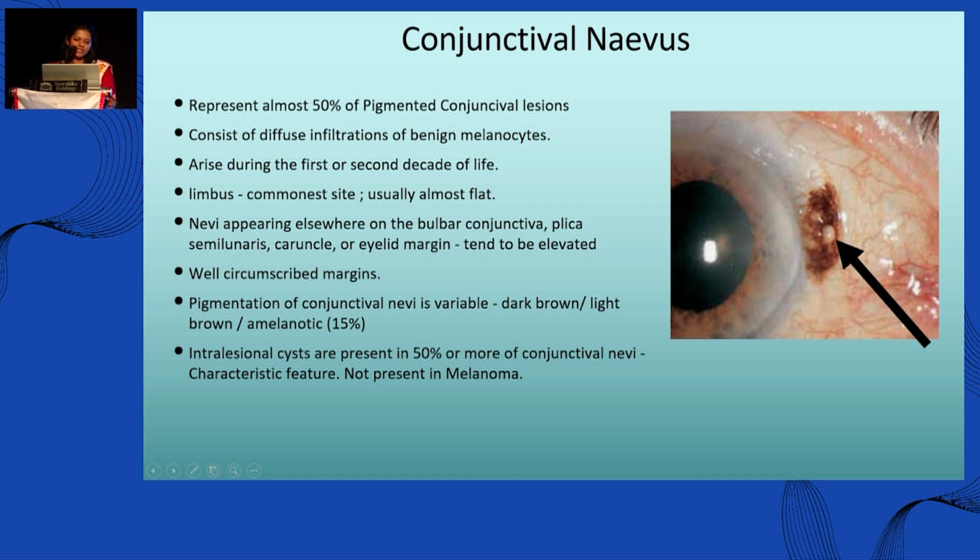Characteristically, they have well circumscribed margins, and the pigmentation is variable. It can range from dark brown to light brown, and in 15% they can be amelanotic. A characteristic feature is the presence of intralesional cysts. You can see the arrow pointing towards one of those cysts, and they are present in 50% or more of the conjunctival nevi. It's a characteristic feature, and these cysts are not present in conjunctival melanomas.